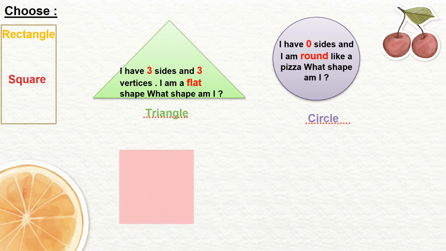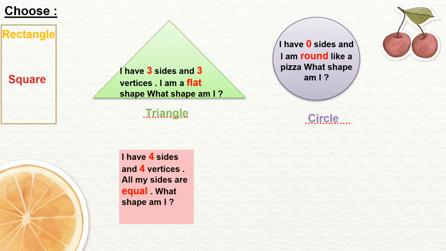The next one. I have 4 sides and 4 vertices. All my sides are equal. What shape am I? 4 sides, 4 vertices, and all the sides are equal. Yes, I know it. It's a square.